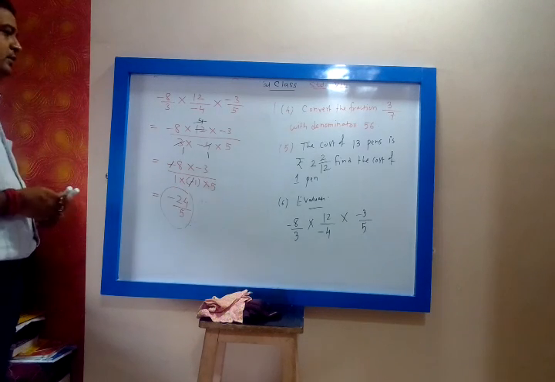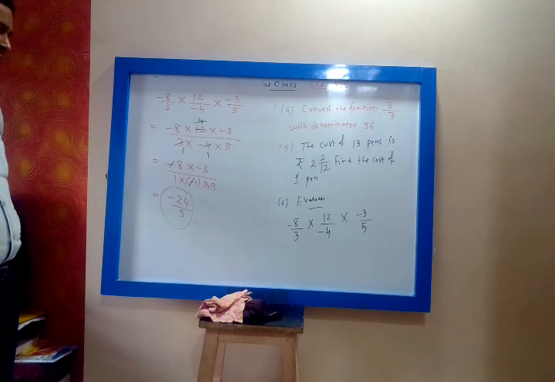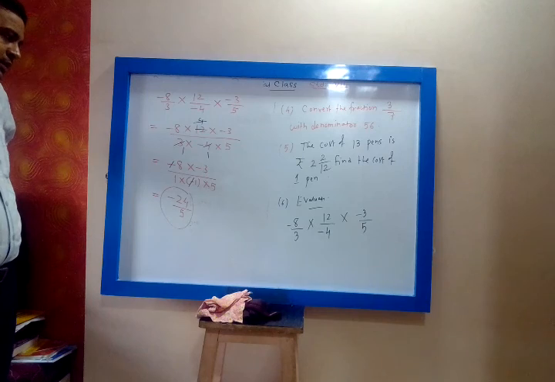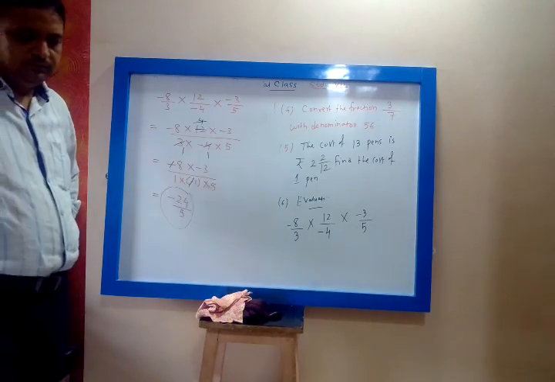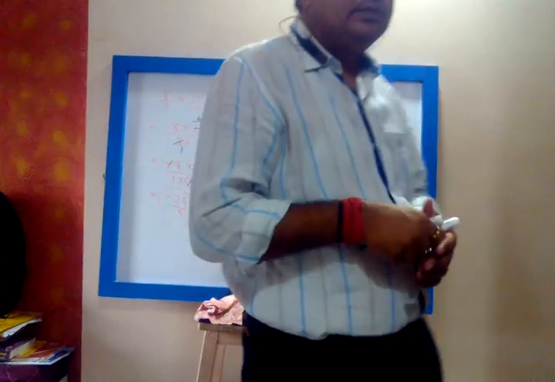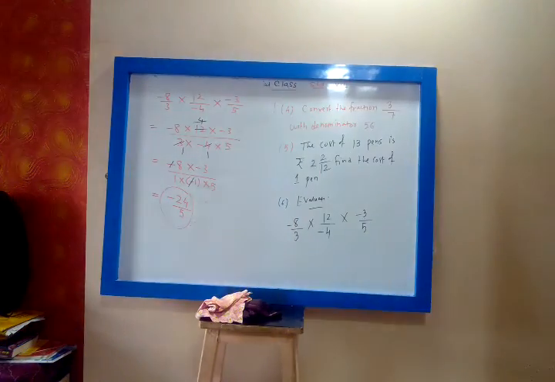The answer is minus 24 upon 5. Okay? Yes, understood this? The answer is minus 24 upon 5.